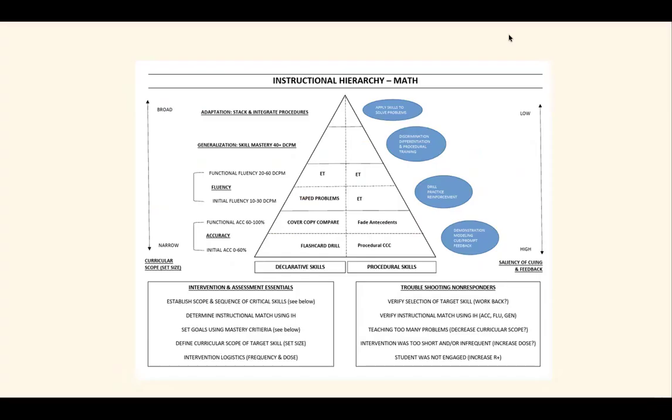So as we begin to wrap up this session, I just wanted to share with you this resource that you can find on the Mind website. And you can see that we have incremental rehearsal, that flashcard drill here at the bottom, cover, copy, compare, taped problems, and explicit timing. And along with those, we have that understanding of what kind of accuracy we are looking for with each particular routine.